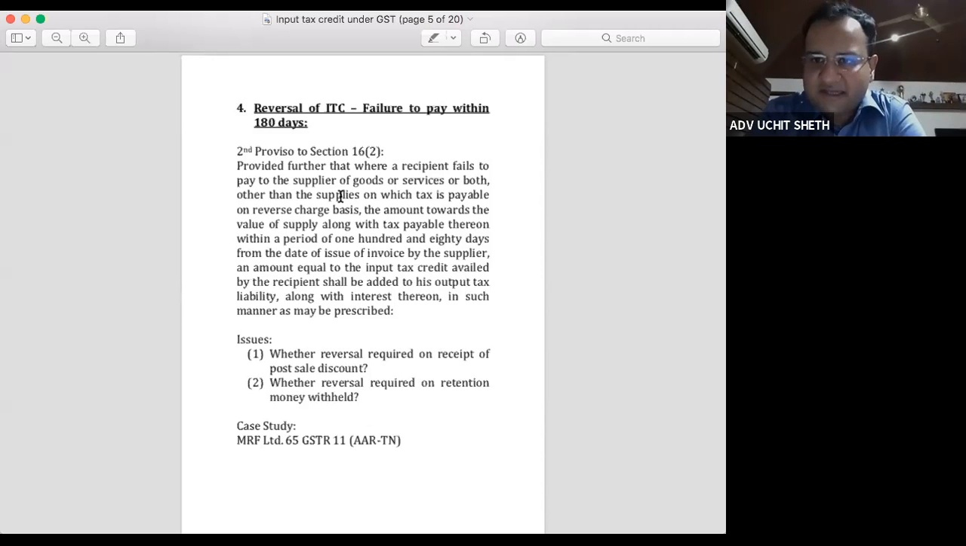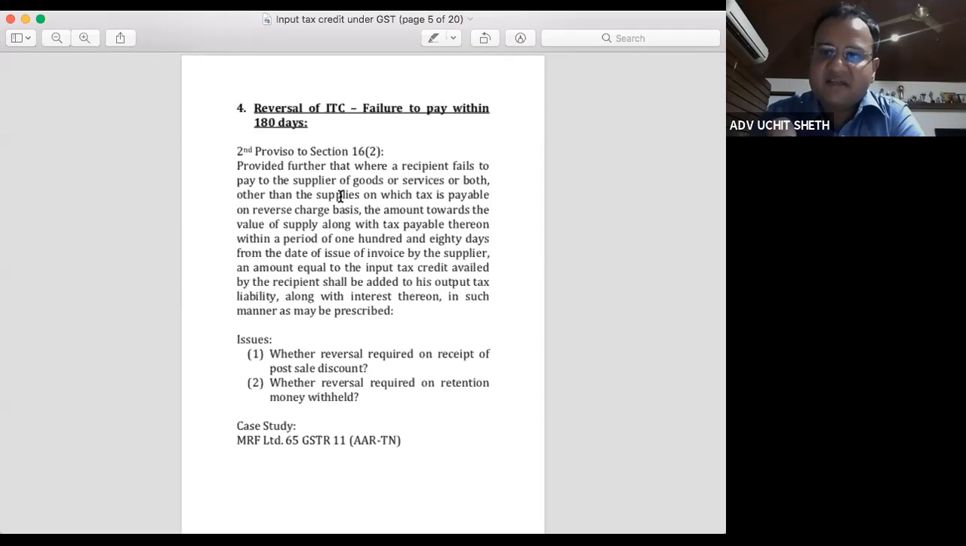So suppose there is a contract for 1,000 rupees. The buyer makes payment of 900 rupees within a period of 1 month. Some work is remaining towards the contract and therefore the buyer retains 100 rupees. Invoice is already generated on the first day. Thereafter, the entire thing goes into a dispute and for more than 180 days, the buyer does not make payment of that 100 rupees as retention money.